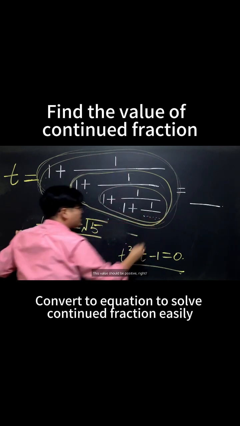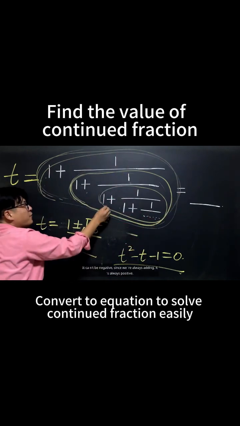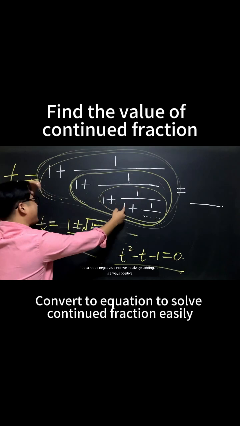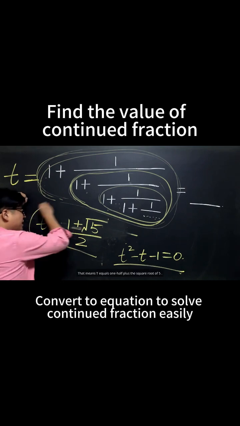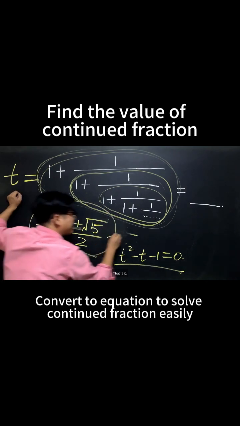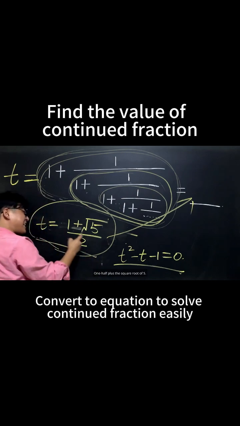This value should be positive, right? It can't be negative. Since we're always adding, it's always positive. So we can't take 1 minus the square root of 5. We discard the minus. That means t equals 1/2 plus the square root of 5. That's it. 1/2 plus the square root of 5.